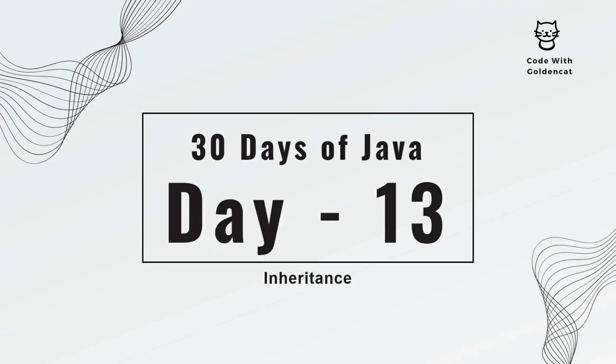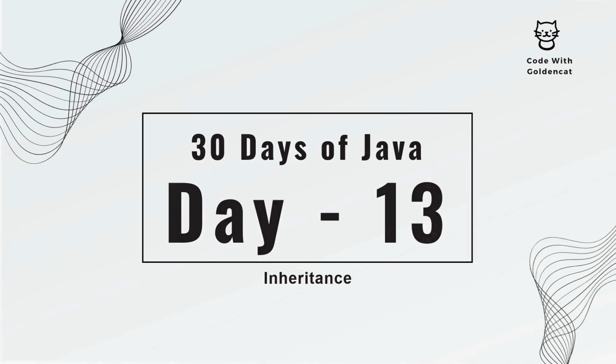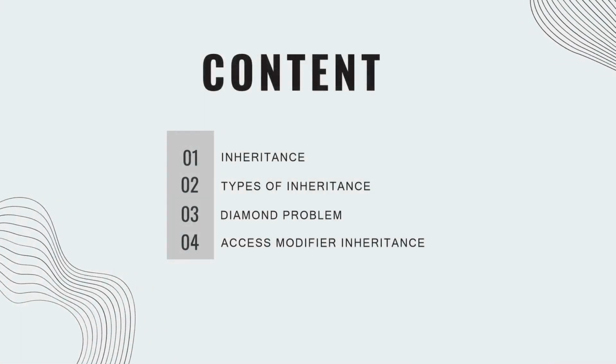Day 30 now, and today we'll be discussing inheritance in Java. Our agenda for this video would be to first understand what is inheritance and what are its types. Then we'll talk about the diamond problem and why it prevents multiple inheritance. Finally, we'll look at the behavior of different access modifiers in inheritance. So let's begin.